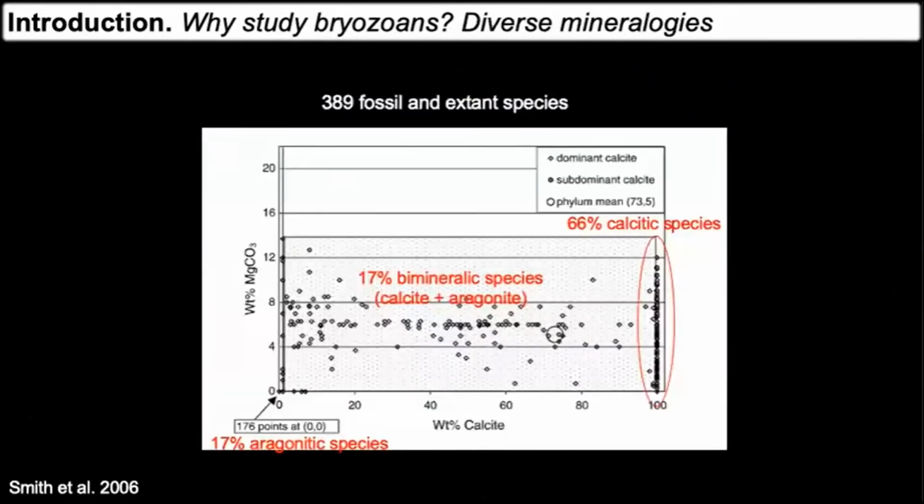Various species also exhibit a range of skeletal mineralogy and can precipitate aragonite, calcite, or a combination of the two. All the characteristics mentioned before make them potentially good model taxa for assessing impacts of global change on marine organisms.